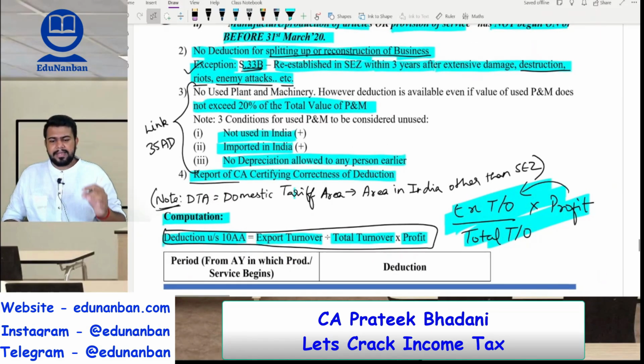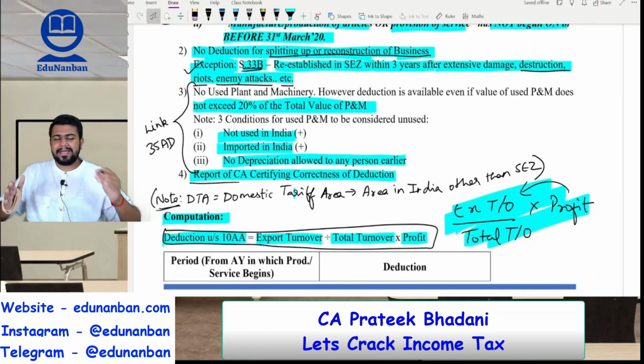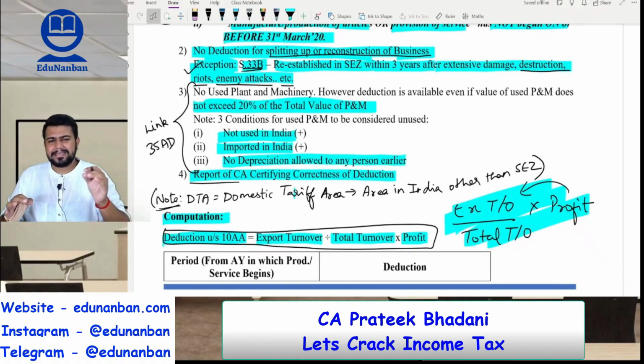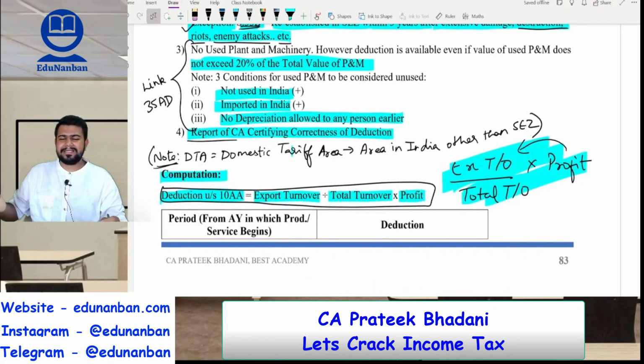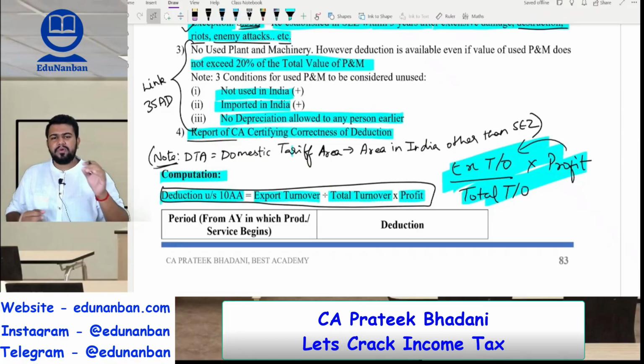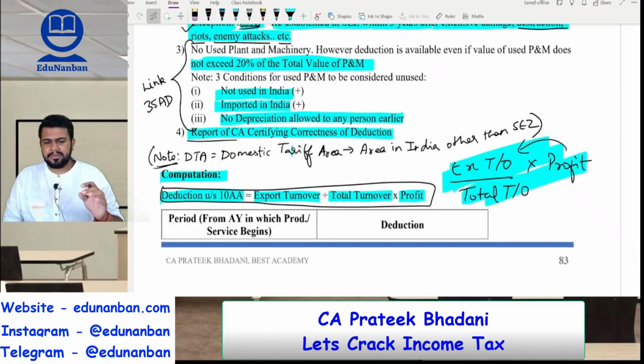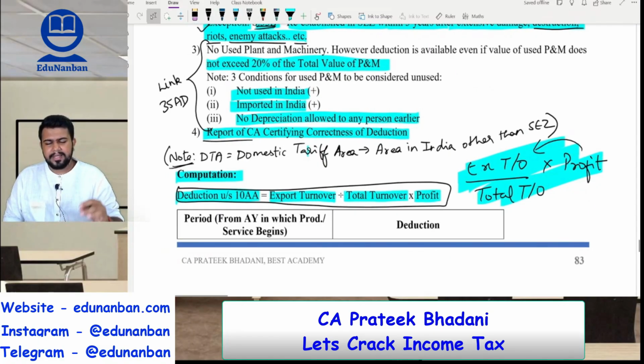Now, in here also, the condition is that only new plant and machinery should be used. However, old plant and machinery is allowed if it is within 20% of the total plant and machinery. And if a plant and machinery is imported from outside India to India, even though it is a used one, it will be considered as new if no depreciation has been claimed on such plant and machinery. Okay, so the same point we learnt in 35AD also, we are learning in 10AA also.